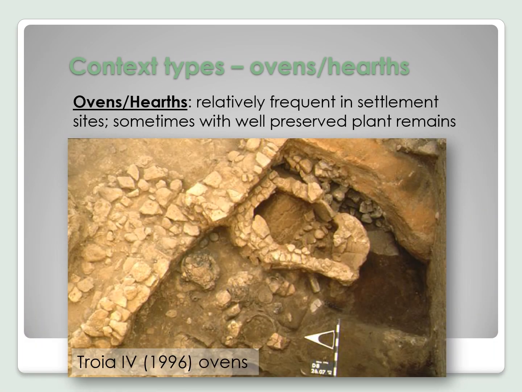Ovens and hearths are relatively frequent in settlement sites. They, however, do not always contain a high amount of plant remains, because they have been regularly cleaned during the time of their usage. In the case of the Middle Bronze Age cooking area at Troy, a settlement fire led to the preservation of the life situation, that is, a cooking area at the moment of its usage. Therefore, a large number of well-preserved plant remains were found in pots next to the oven.